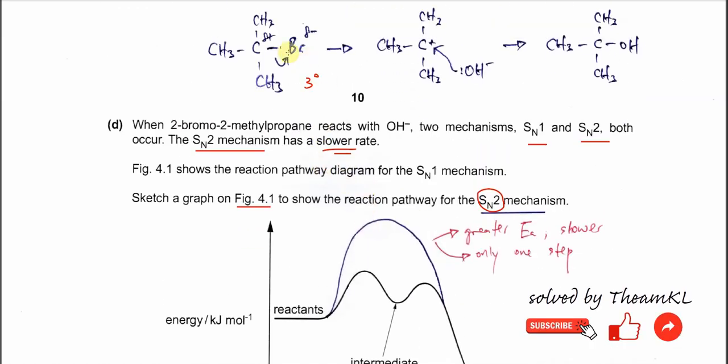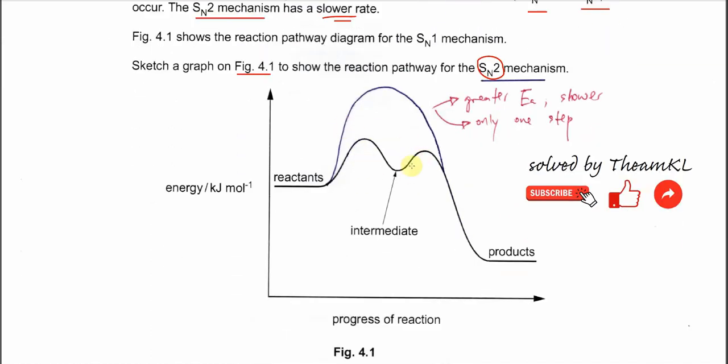So this is the first step. The first step is the bond breaking of this C-Br bond. And after that, it will form this carbocation. So the second step is the hydroxide will attack this carbocation. So this is the second step. So for the SN1 mechanism, it has two steps. So that's why here you will see two peaks.